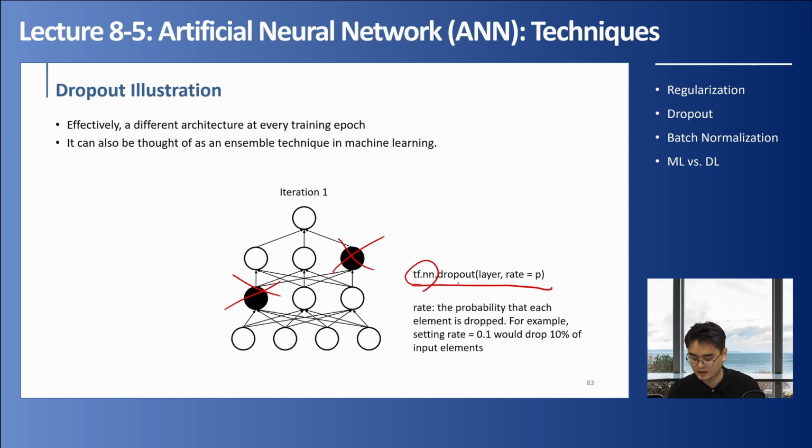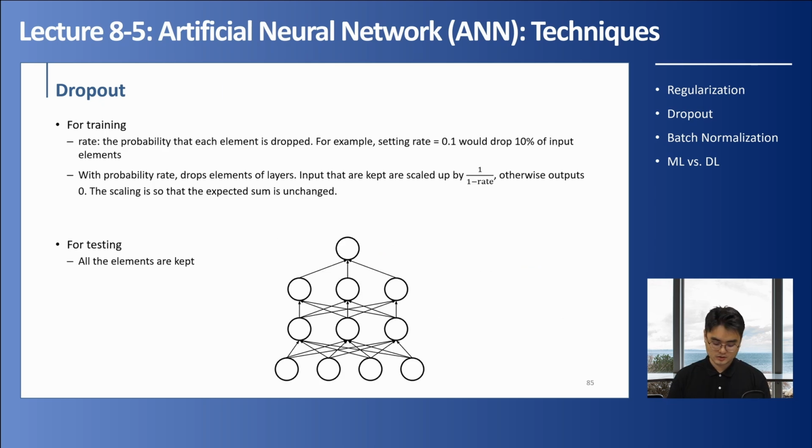In TensorFlow, there is the Dropout layer, and this rate p is the probability that each element is dropped. So for example, if we set this as 0.1, this would drop 10% of the input elements. If we define some dropout layer right here, then with 10% probability an element will be dropped out. So for training, in this training stage, for this dropout layer we need to input some rate, which is the probability, which I just explained in the previous slide, that each element is dropped.